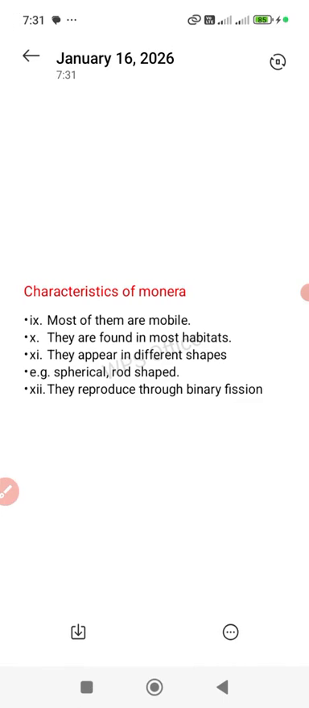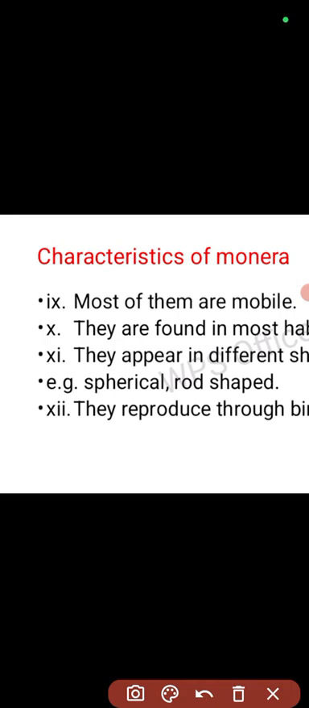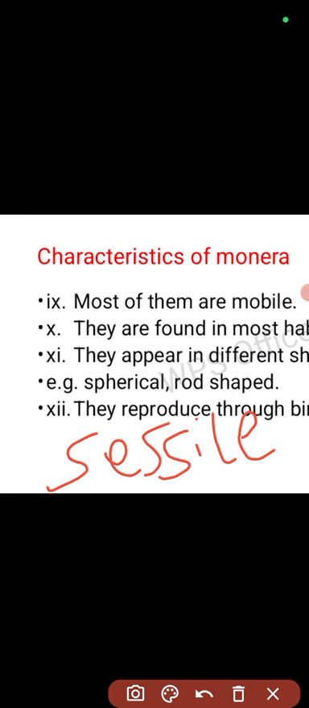Other characteristics of Kingdom Monera. Number one, they are also mobile. Mobile means they can move freely. And the opposite is sessile. That is how to write sessile. It is the opposite of mobile. Sessile means it cannot move.